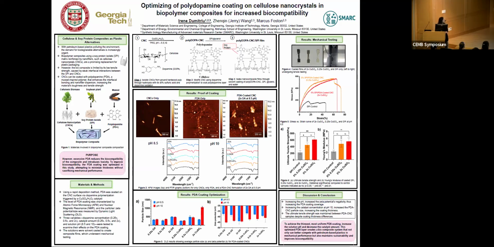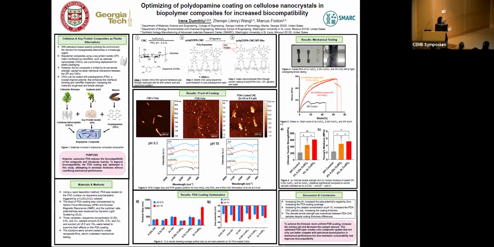Here for the trend, consistently over all of our different samples, we have a higher pH, consistently over our samples with a higher pH of pH 10, we have a more negative potential. And so we're assuming that a higher pH leads to more coverage. Our PDA is more uniform and more covered onto our CNCs.